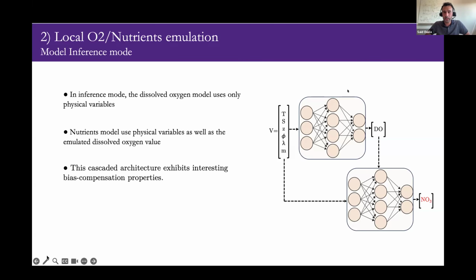And what is interesting about this kind of architecture, compared to another architecture that we also tested, which predicts nutrients only based on temperature and salinity, is that it exhibits interesting bias compensation properties, especially when coupled to a physical model. When the physical model has a bias, the bias in the physics tends to cancel with the bias in the dissolved oxygen, leading to less sensitivity of the predicted nutrients to biases in the input physics, basically.